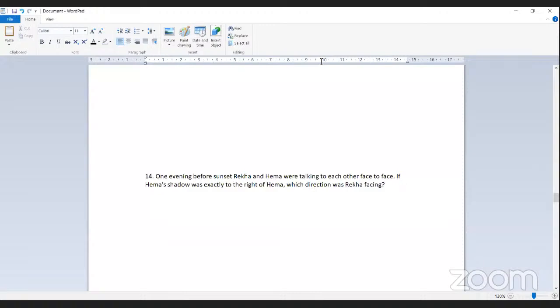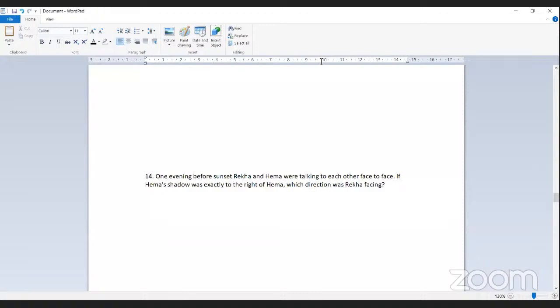One evening before sunset, the sun is towards west. Rekha and Hema are talking to each other face to face. If Hema's shadow is exactly to the right of Hema herself. Ma'am, should I make it horizontally or vertically? Sorry, what? I didn't understand. Like face to face, ma'am.